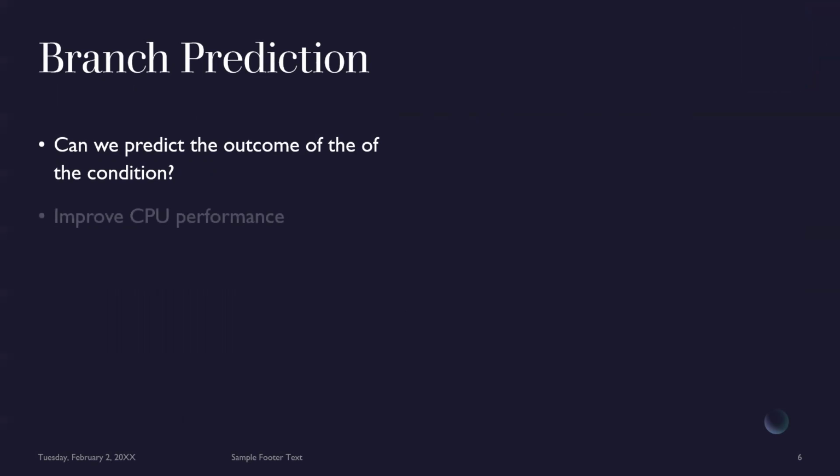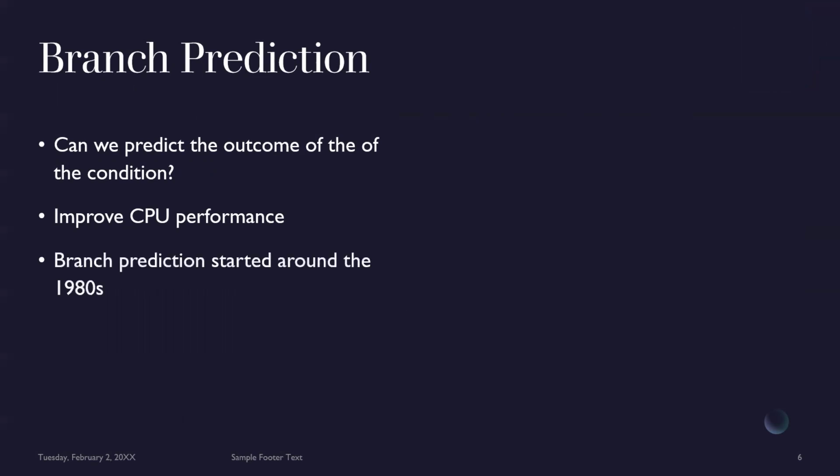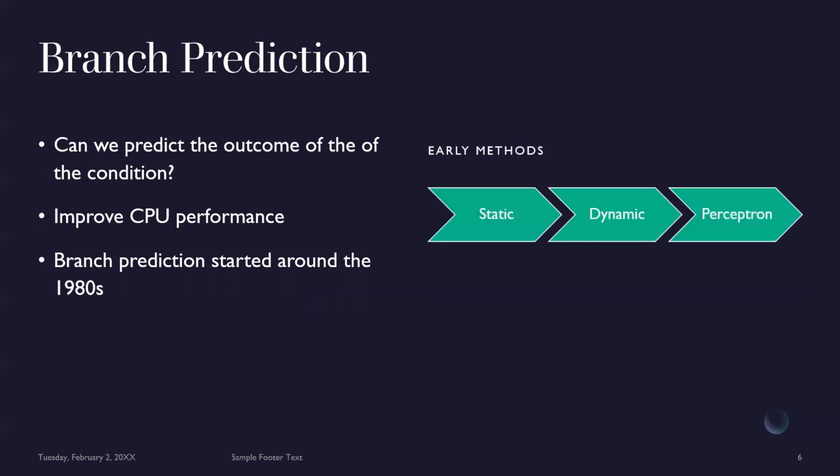So to solve this, we ask ourselves, can we predict the outcome of the branching condition? And the answer is yes, and that's where branch prediction comes in. Branch prediction improves CPU performance by a lot, and it's done via the hardware because it has to be very, very quick. And this technique has been around for a long time. I had never heard of branch prediction before I started researching for this presentation. So I didn't know that it's been a technique that's been used since the 1980s.